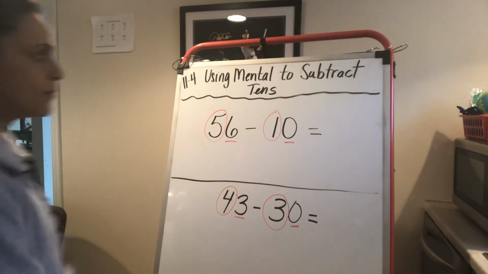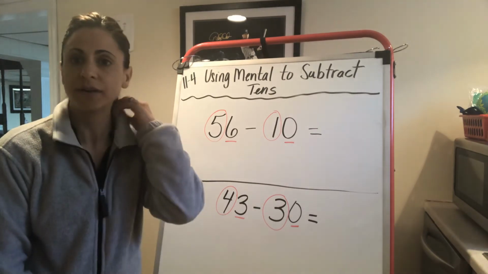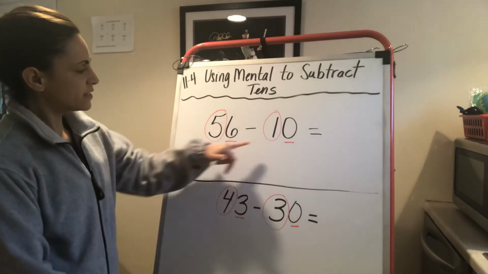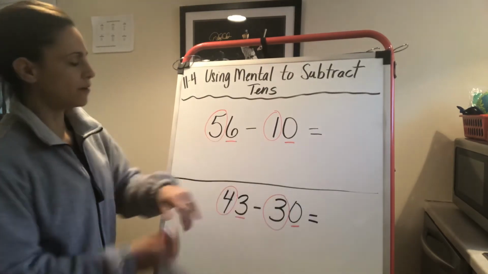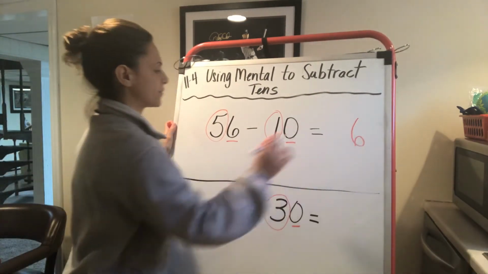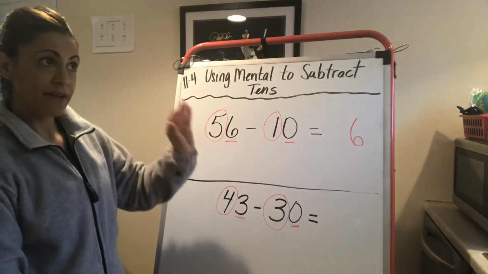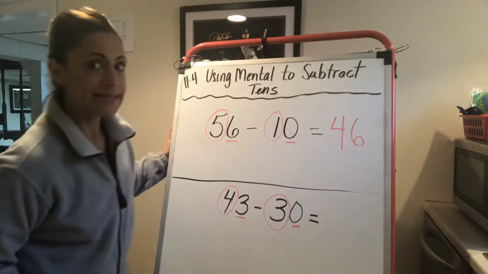Okay, if you need more time, you can hit pause on the video. If you do not and you're ready to go over your answers, here we go. All right, so 56 take away 10. I see 6 ones, take away 0. I'm left with 6 ones. I see 5 groups of 10, take away 1 group of 10. 5 take away 1 equals 4. You should have gotten 46.